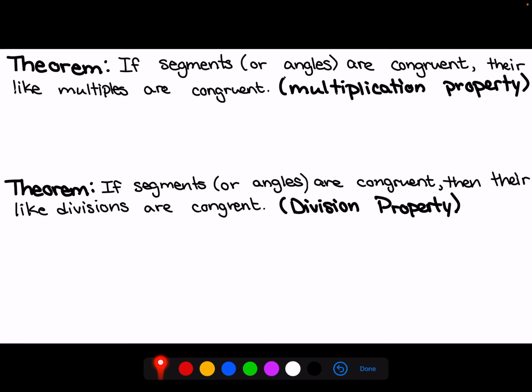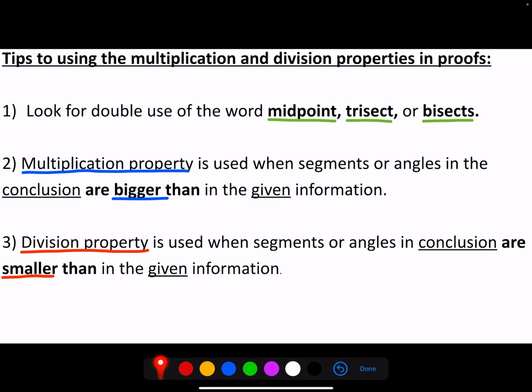So, tips on when to use the multiplication and division properties in our proofs. The first thing is we're going to look for the double use of the words midpoint, trisect, or bisect. And it's very important that it's used twice. I need to see at least two trisections, two midpoints, or two bisections in a problem in order to use either of these properties. If I don't see those words, I can't use these properties right away.